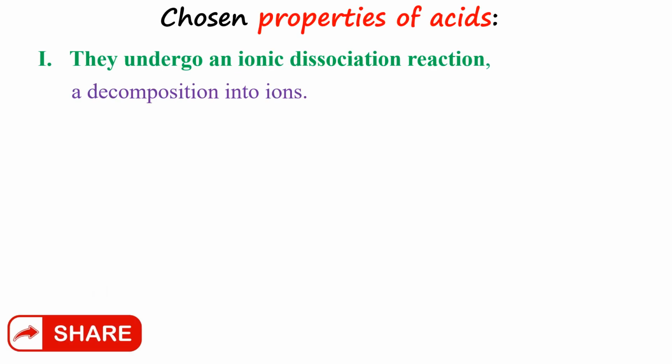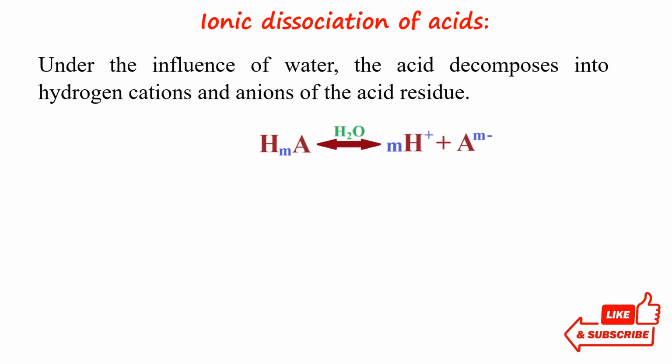Chosen properties of acids. They undergo an ionic dissociation reaction, a decomposition into ions. Acids decompose into positive ions of hydrogen and negative ions of the acid residue. The general scheme of the dissociation reaction applies to both oxyacids and anaerobic acids and can be presented as follows. Under the influence of water, the acid decomposes into hydrogen cations and anions of the acidic residue.